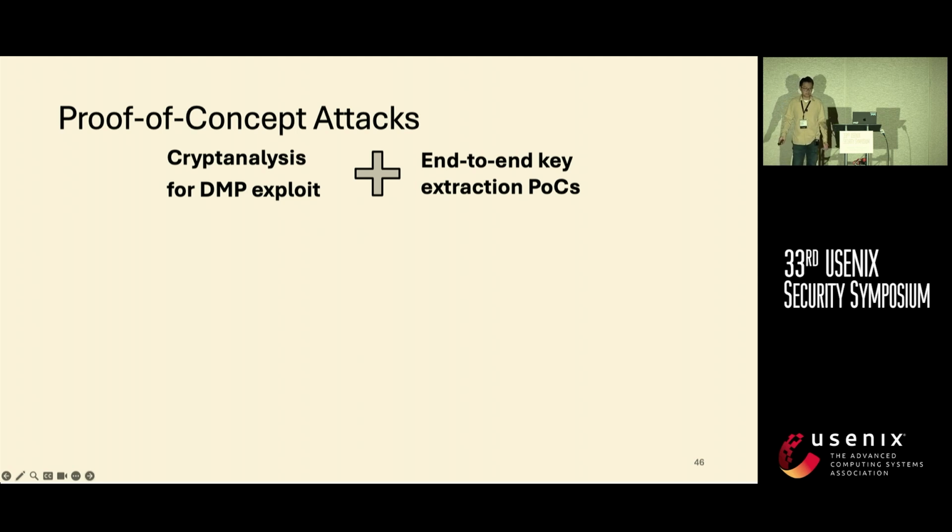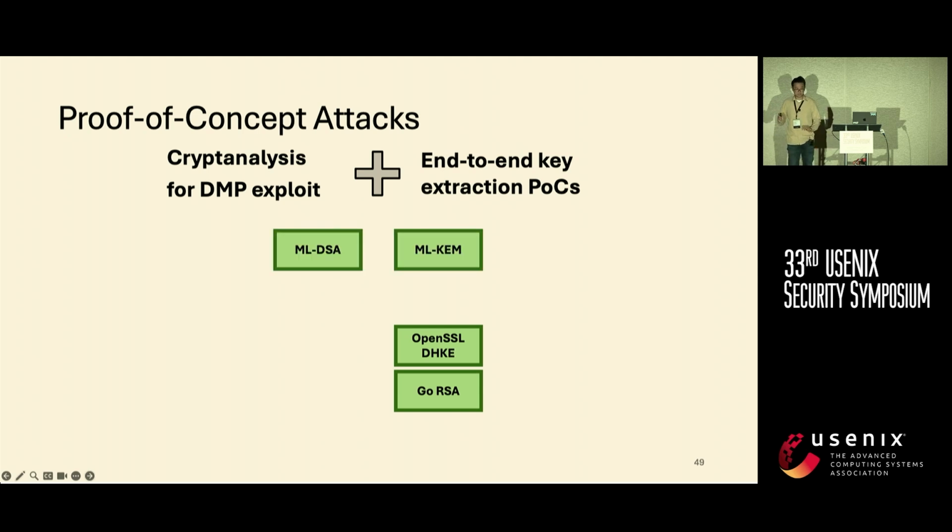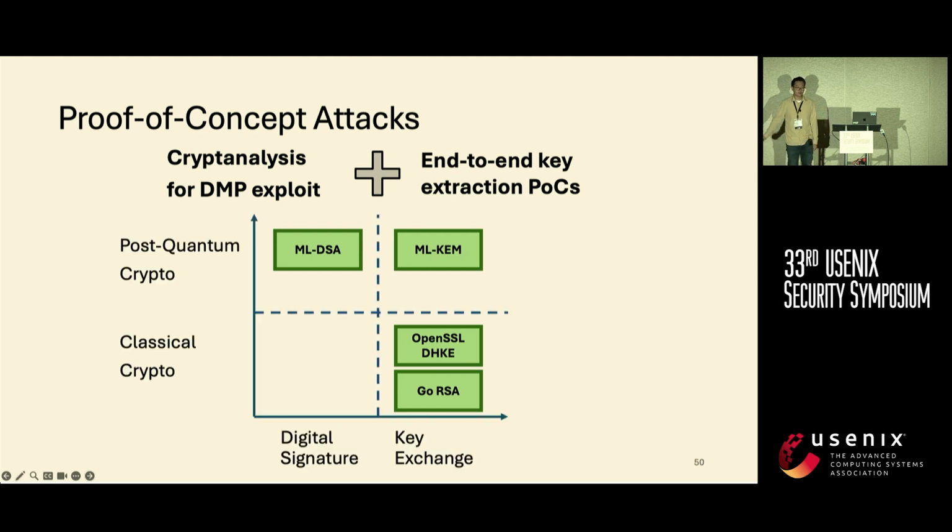The previous example shows the basic idea, but it assumes a very simple AND operation between the chosen input and the secret. Real crypto implementations are significantly more complex. We conduct crypto analysis and build end-to-end key extraction PoCs. Our PoCs include OpenSSL Diffie-Hellman key exchange, Go RSA decryption, and the module-lattice-based digital signature standard and key encapsulation mechanism. Our attacks range from digital signature to key exchange, from classical to post-quantum cryptography. If you are interested in how they work out, please check out the paper.